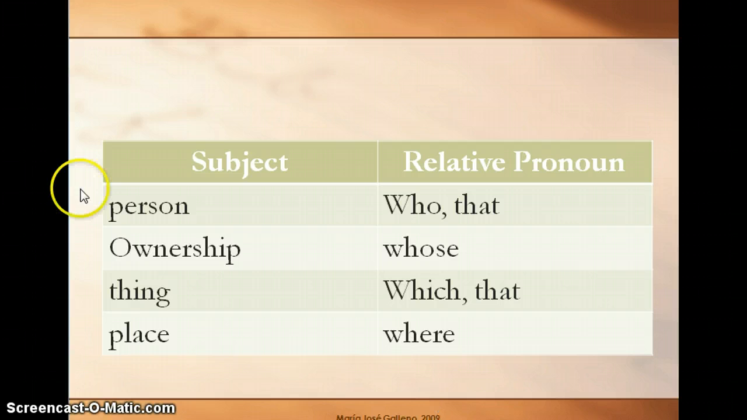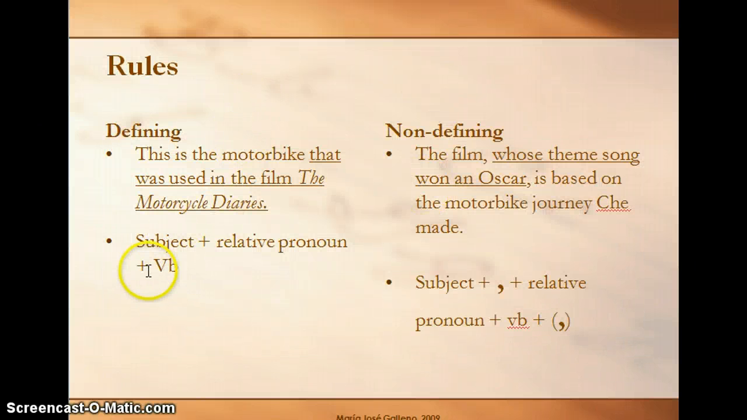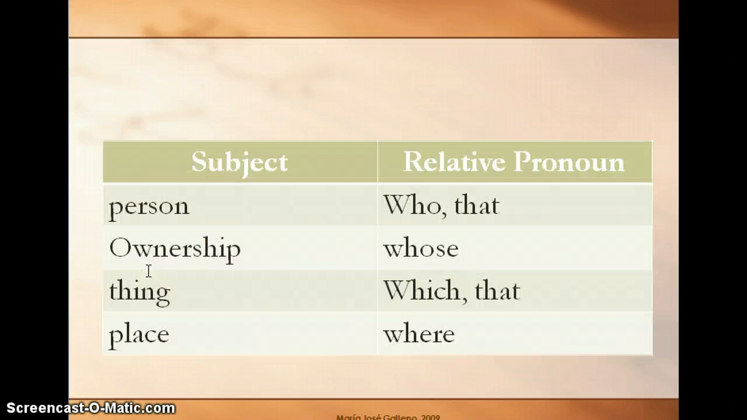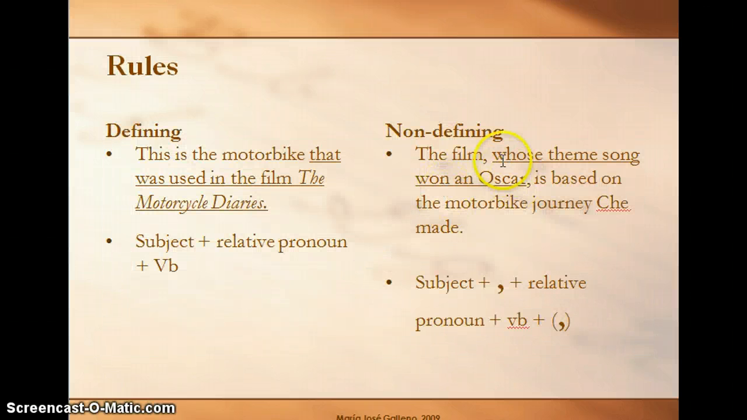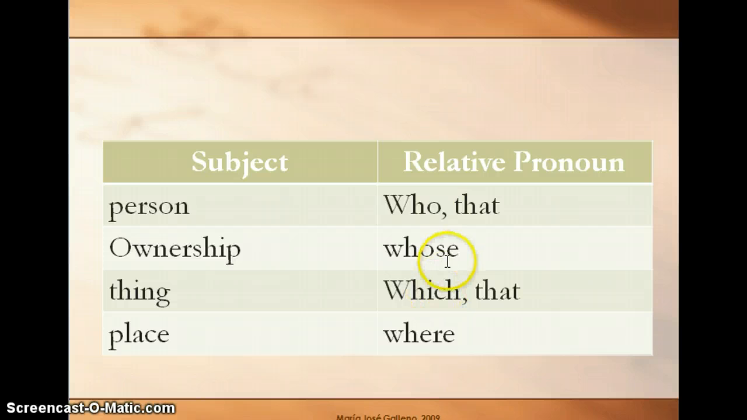So let's have a look now at the relative pronouns. Remember, the relative pronoun will go between the subject and the verb. And the choice of relative pronoun will depend on the subject. So if we're talking about a person, we use who or that. If we're talking about ownership, for example, the film whose theme song won an Oscar, the theme song of the film, we use whose. If we're talking about things, we use which or that. And when we talk about place, we use where. So these always depend on the subject.